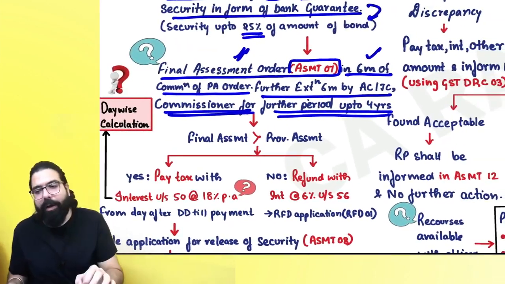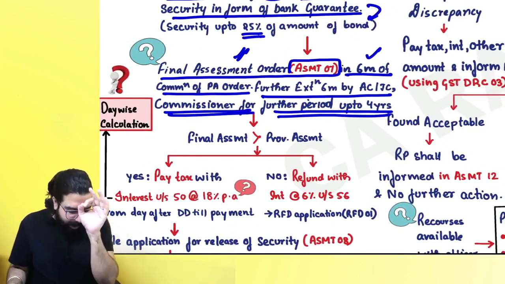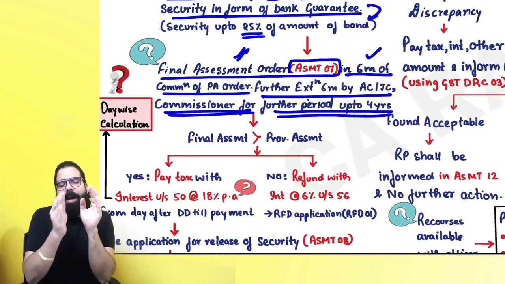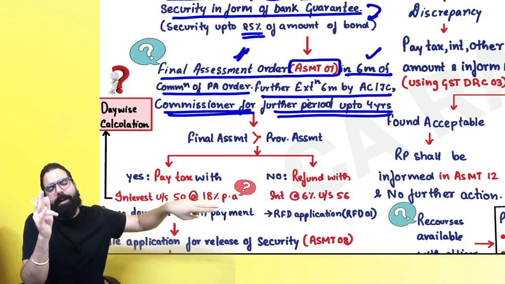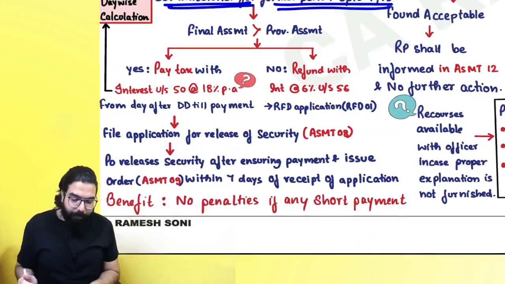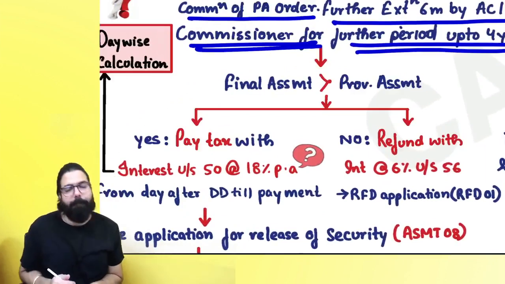Listen to me very carefully, everyone. First, you apply for provisional assessment, the provisional assessment order comes, then finalization within 6 months; if they could not do it, again 6 months, then again 4 years. Okay, sir, point is clear. Now listen to me very carefully.